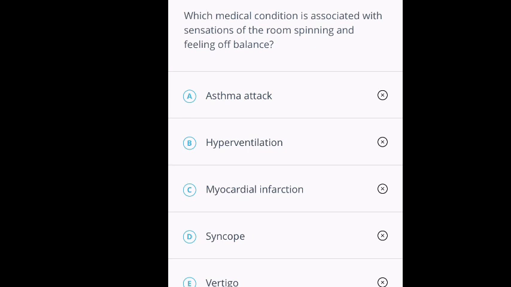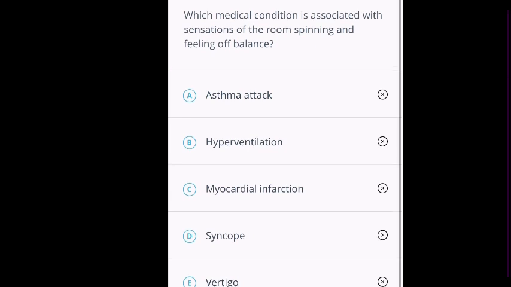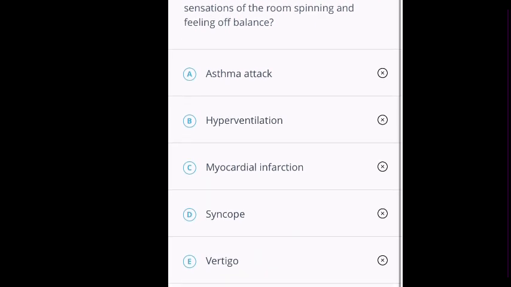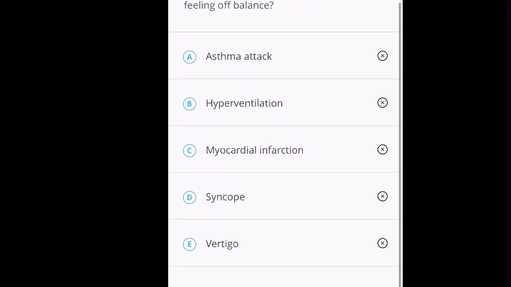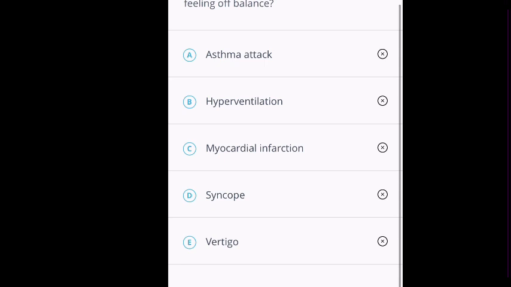Which medical condition is associated with sensations of the room spinning and feeling off balance? Asthma, hyperventilation, myocardial infarction, syncope, or vertigo? The correct answer is vertigo.